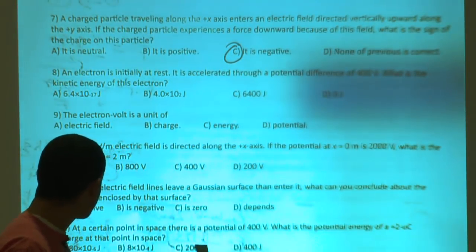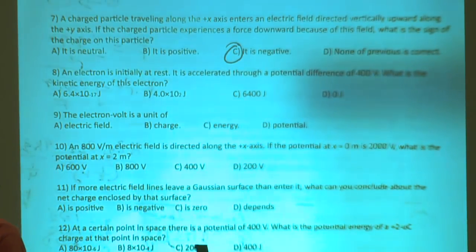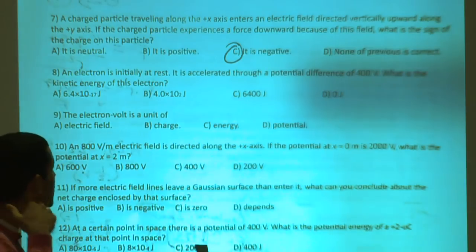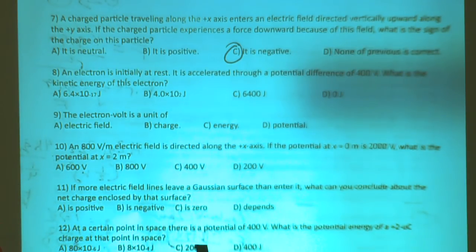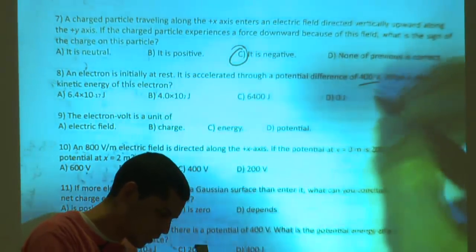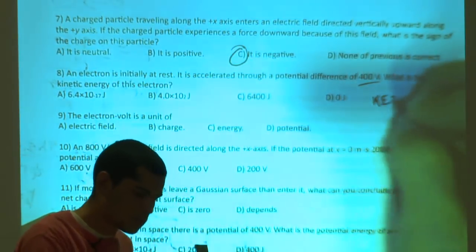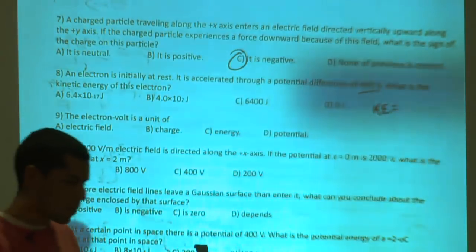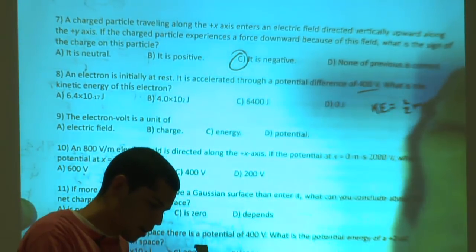An electron is initially at rest. It is accelerated through a potential difference of 400 volts. What is the kinetic energy of this electron? Okay, so what are we going to do here? We look at what we know. We know it's 400 volts. We want kinetic energy. Okay, so kinetic energy is equal to what? 1/2 mv squared. Awesome.